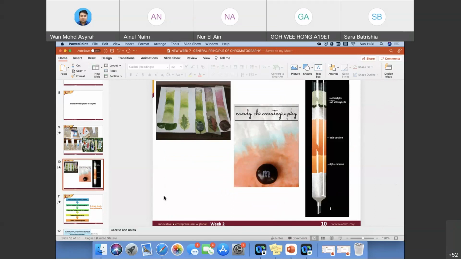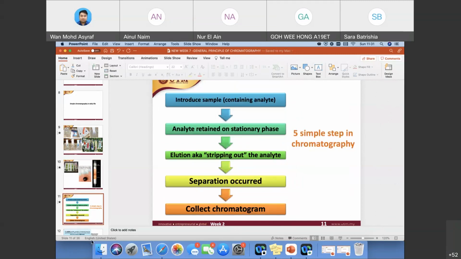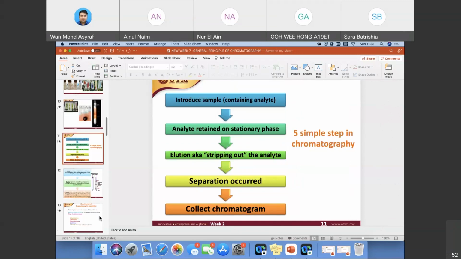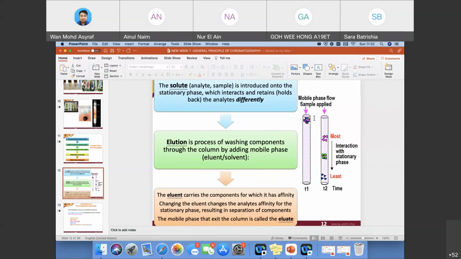Later on we will see how you are going to interpret the chromatogram. Basically this is the same as what I have mentioned before. The solute, which is your mixture, has been introduced on top here, and will interact or be retained differently based on the physical properties of the mixtures or your analytes. So elution is the process of washing components through the column by adding mobile phase, which based on my example just now, is methanol.